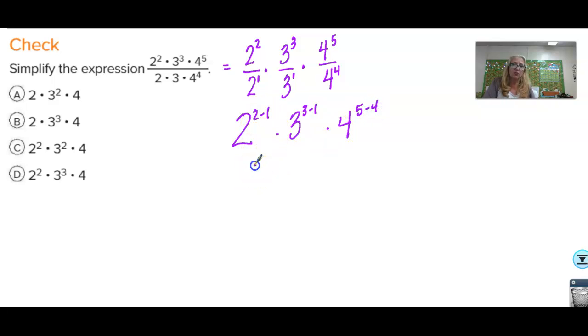Well, 2 minus 1 is 1, so we have just a plain old 2, or 2 to the first power, which we don't write. 3 minus 1 is 2, so this would be 3 to the second power. And 5 minus 4 is 1, so this is just going to be a plain old 4. So we go over here and see which one of these matches. It looks like A is winner, winner, chicken dinner. Be careful because B has 3 to the third power, and that's not right. But it looks a lot like it.